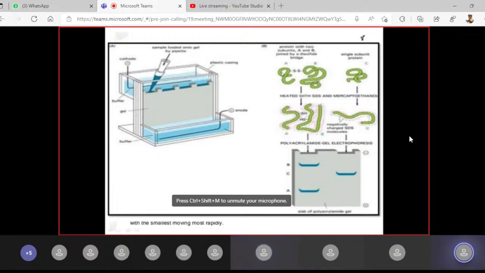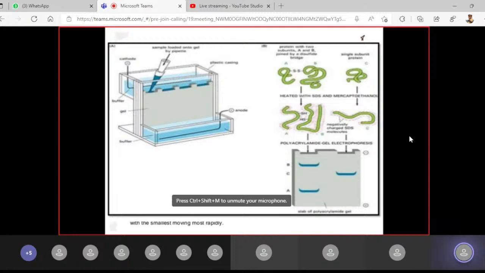In this case, your protein has two subunits. This is one subunit, this is the other subunit. So they will get separated when you treat it with beta mercaptoethanol and SDS. So how many bands are you getting here? Two. Two subunits. Okay, now one more thing to think about.